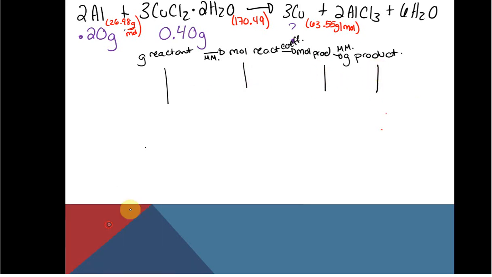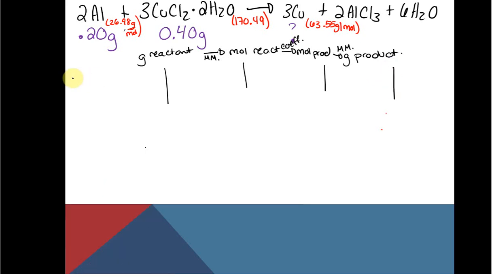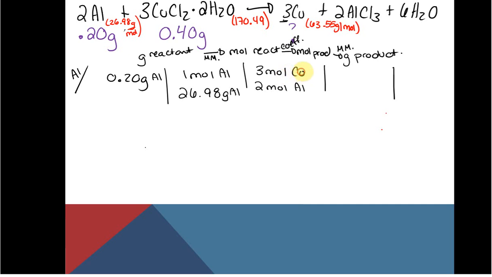in lecture. I'm going to give myself a little bit more room there. Now, let's first do it with aluminum. If this 0.20 grams of aluminum is limiting, so we're going to convert to moles, because we know every time we have 26.98 grams of aluminum, we have 1 mole of aluminum. According to our balanced equation, every time we react 2 moles of aluminum, we're going to produce 3 moles of copper. That's, again, the coefficients. Now, if we produce 1 mole of copper solid, that's going to give us 63.55 grams.